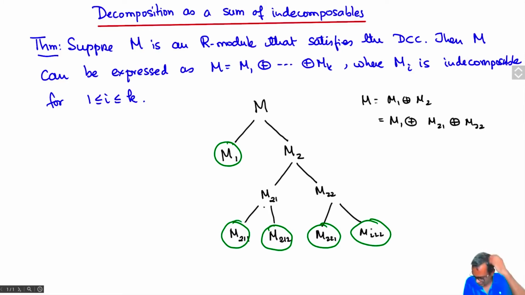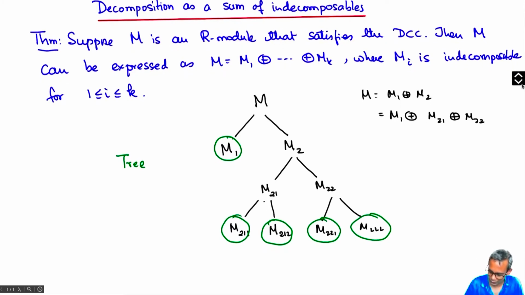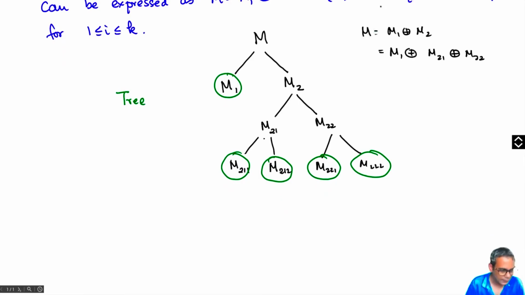If we can show that this process will stop, then we'll have an algorithm to write M as a sum of indecomposables. So this whole thing is called a tree. It's called a binary tree, and these nodes which don't have any branches are called leaves. Now let's write down this algorithm a little more formally. And we'll show that this algorithm stops by using the descending chain condition.